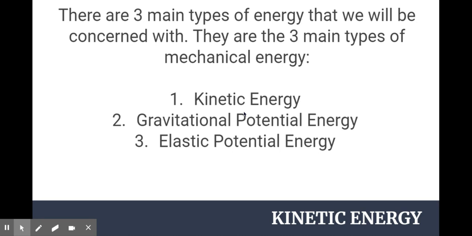I'm going to move on. So 3 main types of energy. All 3 of these types of energy are mechanical energy. They're what we call mechanical energy. So first we have kinetic energy. We also have gravitational potential energy. And then we also have elastic potential energy. And I'll talk about each one of those.